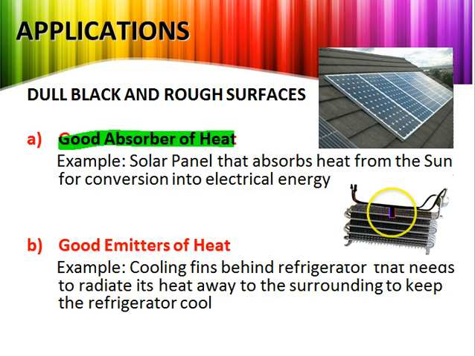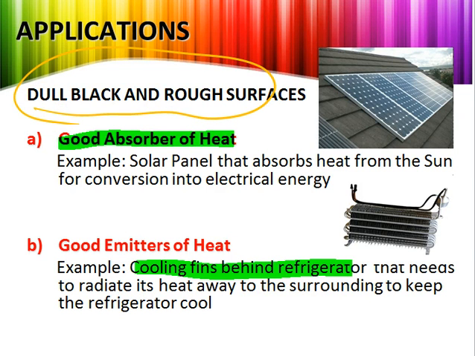Next one, okay, this is actually a cooling fin behind the refrigerator. Now you realize it is black in color too. Why? I want to cool things down. I want it to emit heat via radiation fast. So obviously, if I want it to emit heat fast, I will use the color black because I know black dull surfaces are good emitters of heat. So therefore the refrigerator will be kept cool. This is the application for dull black surfaces.